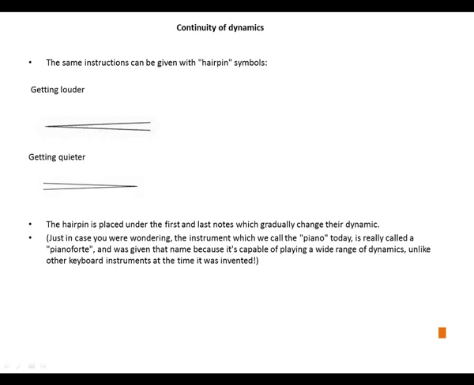Just in case you were wondering, the instrument which we call a piano today is really called a pianoforte and was given the name because it's capable of playing a wide range of dynamics, unlike other keyboard instruments at the time it was invented.